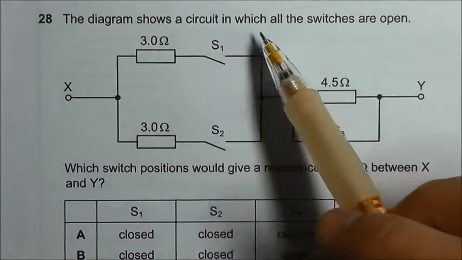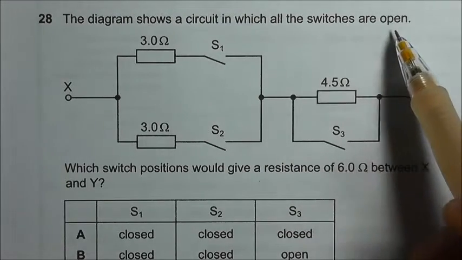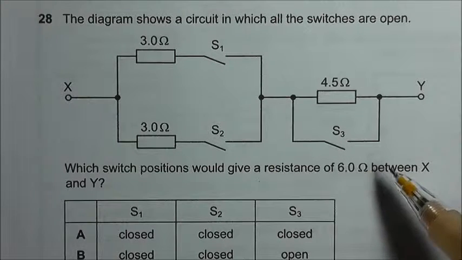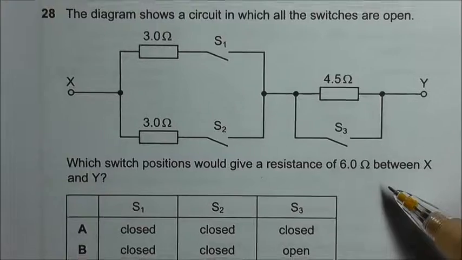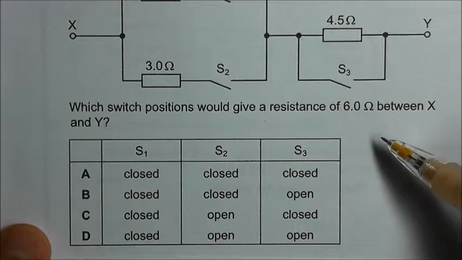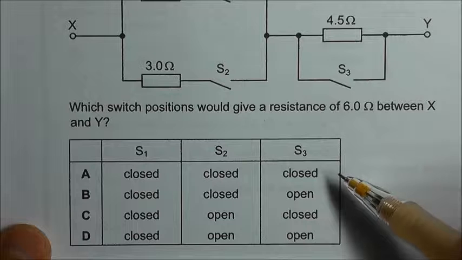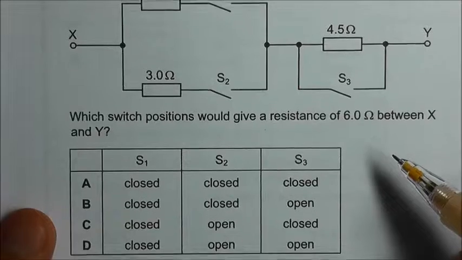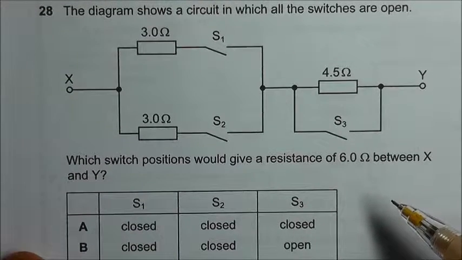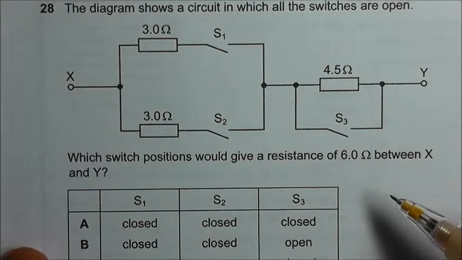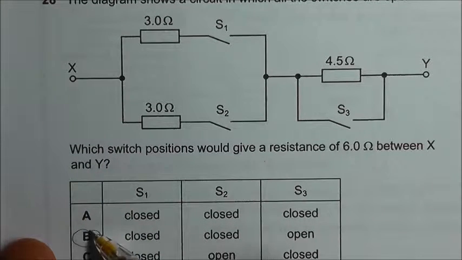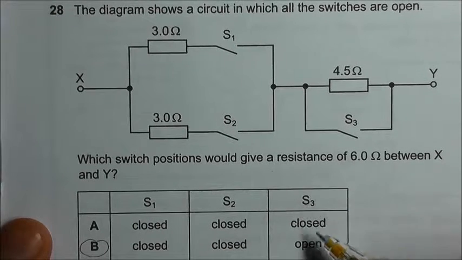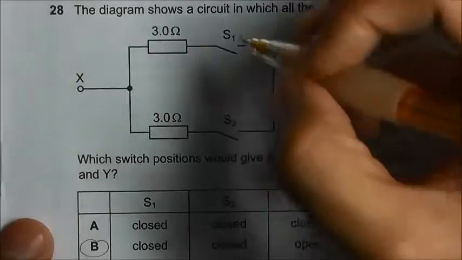The diagram shows a circuit in which all the switches are open. Which switch positions would give a resistance of 6 ohms between X and Y? The easiest way to attempt this question will be to calculate the final resistance for each of the 4 cases. But for this video, I'm just going to show you the correct answer. The correct answer here is B, when switch 1 and switch 2 are closed and switch 3 is left open. So this is how it will look.